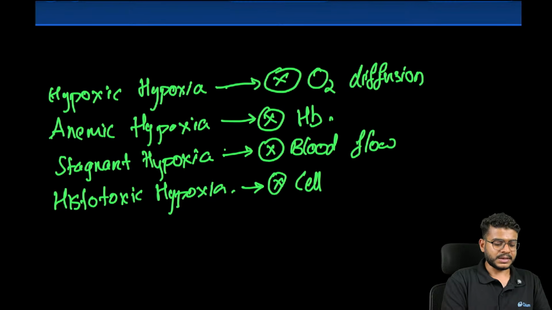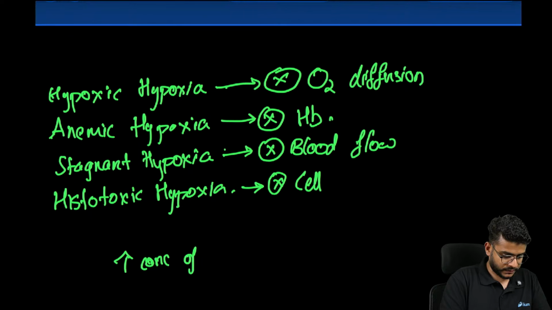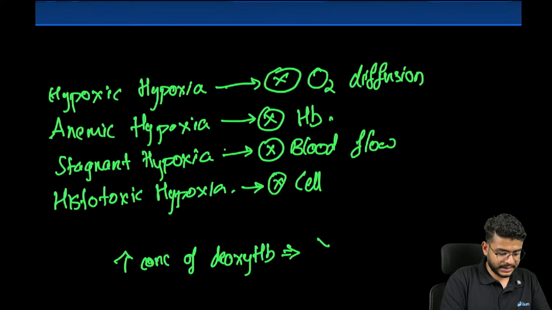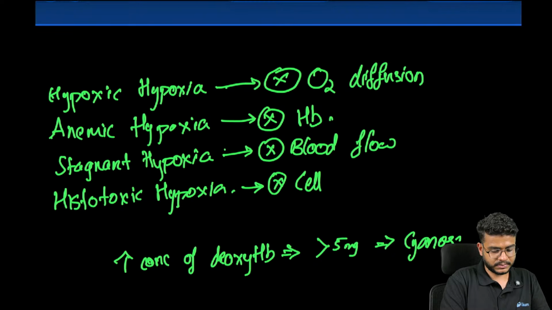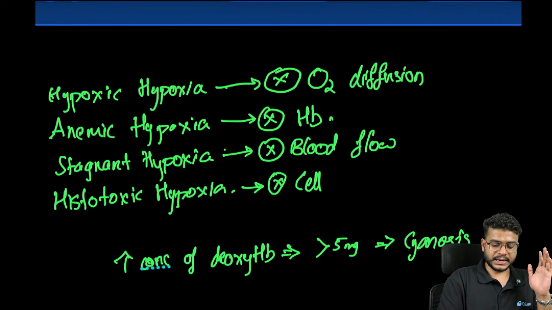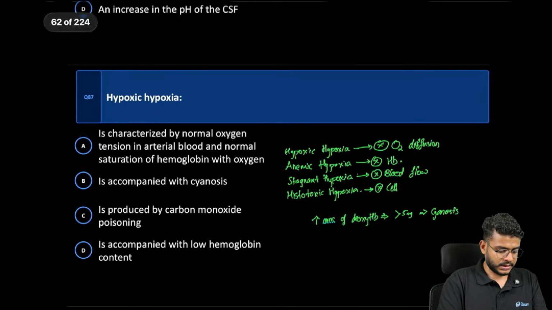And what is cyanosis? Cyanosis means special characteristic blue color of the skin and the mucous membrane, which is due to the increased concentration of deoxyhemoglobin, which is greater than 5 g/dL, and leads to cyanosis, the bluish discoloration of the skin and the mucous membrane. Okay, is that clear?